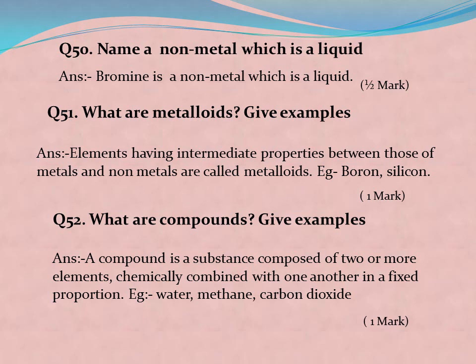Question number 51. What are metalloids? Give examples. Answer. Elements having intermediate properties between those metals and non-metals are called metalloids. Example: boron, silicon. Question number 52. What are compounds? Give examples. Answer. A compound is a substance composed of two or more elements chemically combined with one another in a fixed proportion. Example: water, methane, carbon dioxide.